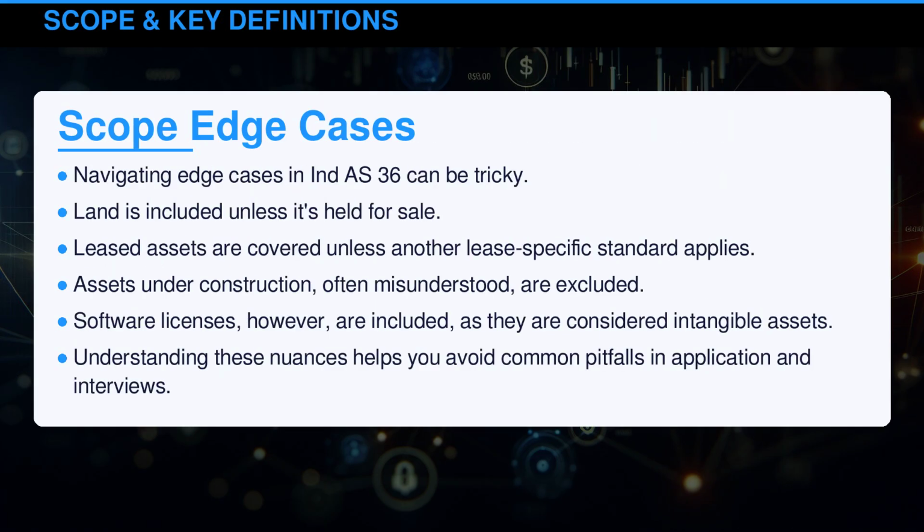Navigating edge cases in Indian Accounting Standard 36 can be tricky. Land is included unless it's held for sale. Leased assets are covered unless another lease-specific standard applies. Assets under construction, often misunderstood, are excluded. Software licenses, however, are included, as they are considered intangible assets. Understanding these nuances helps you avoid common pitfalls in application and interviews.